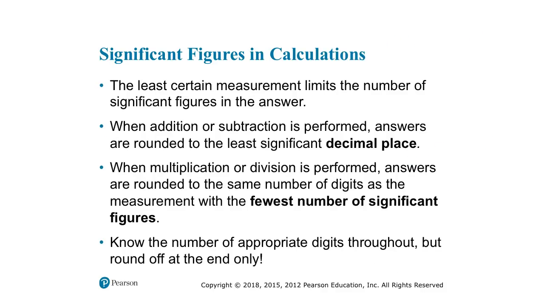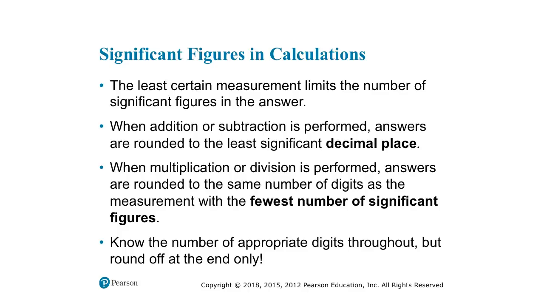So let's start moving towards doing some calculations and knowing how to round our results. The least certain measurement limits the number of significant figures in the answer. When adding or subtracting, the answers are rounded to the least significant decimal place. When multiplying or dividing, the answer is going to be rounded to the same number of significant digits as the measurement with the fewest number of significant figures.